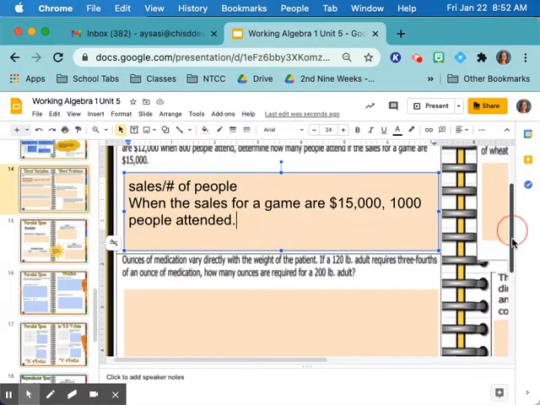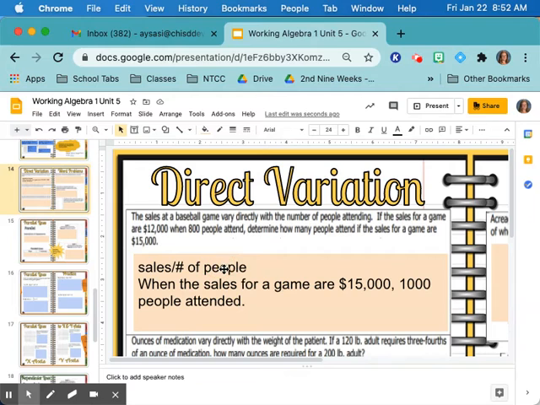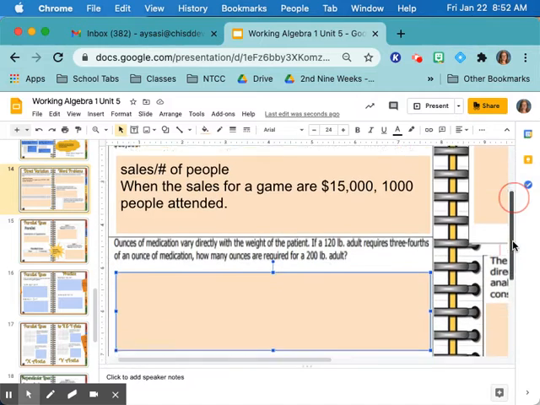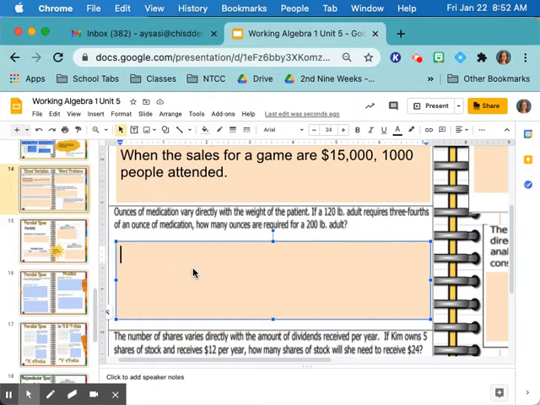All right, let's look at the next one. Ounces of medication vary directly with the weight of the patient. If a 120-pound adult requires 3/4 of an ounce of medication, how many ounces are required for a 200-pound adult? So if it tells us how they vary, then we can go ahead and decide what goes on top, what goes on the bottom of the fraction. So this says medication varies with weight. So medication, and I'm going to put OZ for ounces, varies directly with weight of the patient, and that's in pounds, LB.